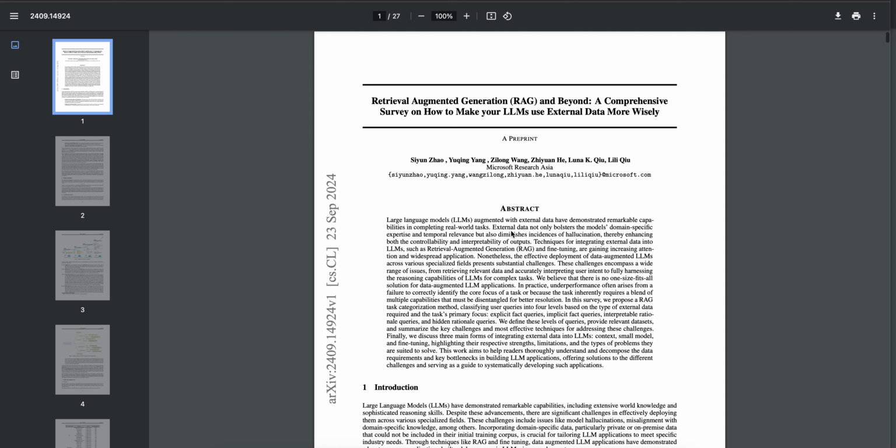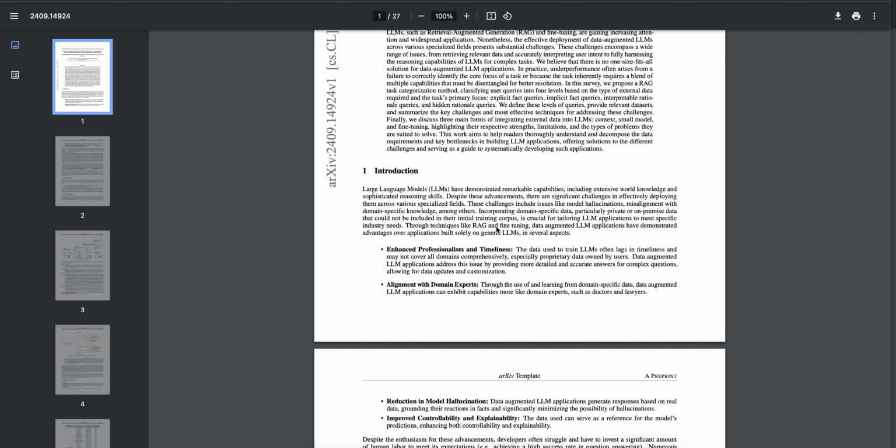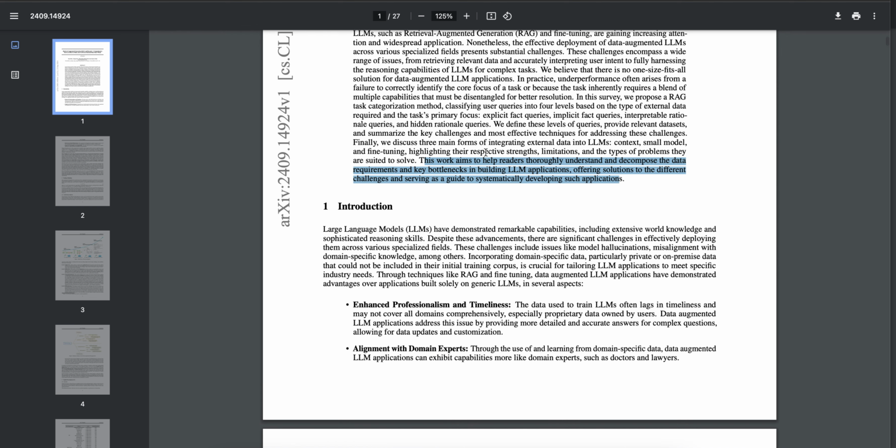Now, if you see here, the work of this particular paper is to address the bottleneck that most companies or organizations face regarding queries, right? The work aims to help readers thoroughly understand and recompose the data requirements and key bottlenecks in building LLM applications, offering solutions to different challenges, and serving as a guide to systematically develop such applications. I'll zoom in to make things more clear.